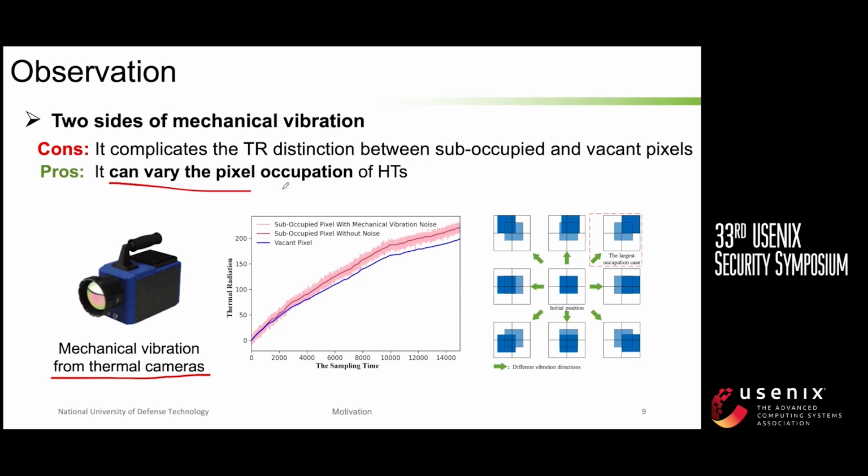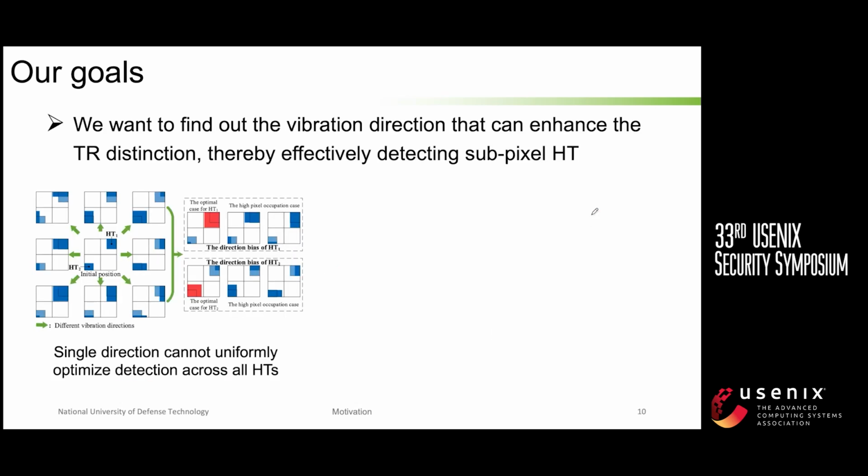It can cause the HTs to shift positions slightly. This heightened variability can increase their pixel occupation in certain directions, which makes the TR distinction more noticeable compared to when there is no vibration. So this observation got us thinking, what if we could use this vibration to our advantage?